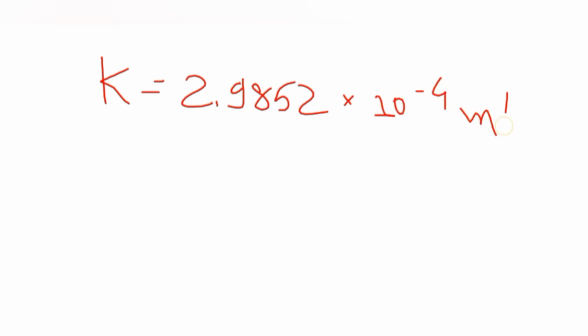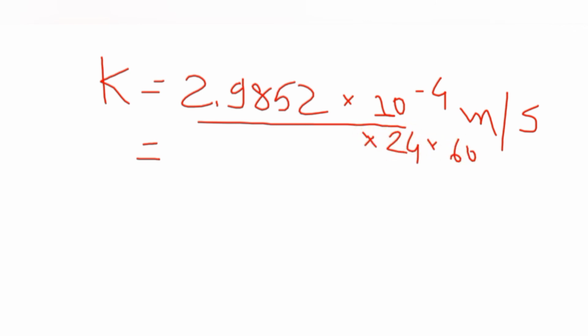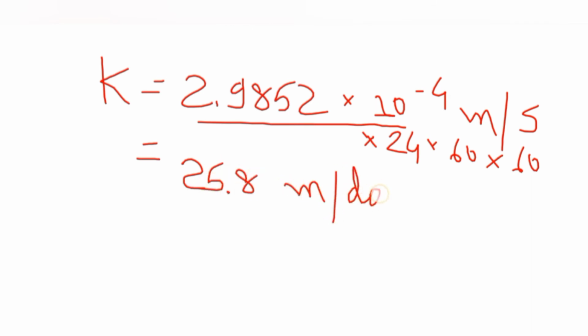K is equal to 2.9852 into 10 raised to minus 4 meter per second. And if I want to find it in meter per day, then you just have to multiply this value into 24 into 60 into 60, and on solving we'll get 25.8 meter per day.